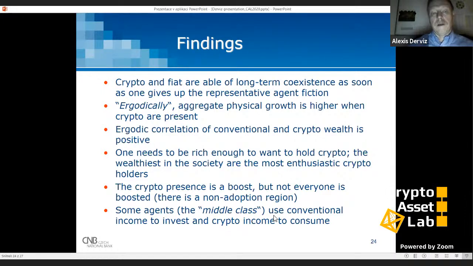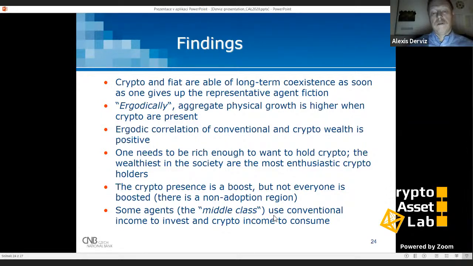Something that is probably the most interesting and broadly corroborated by anecdotal evidence is that the ergodic correlation of conventional and crypto wealth is positive. For instance, if you start with a perfectly independent distribution of physical and crypto wealth in the population, after several periods you obtain a distribution that has a positive correlation between physical and crypto wealth.